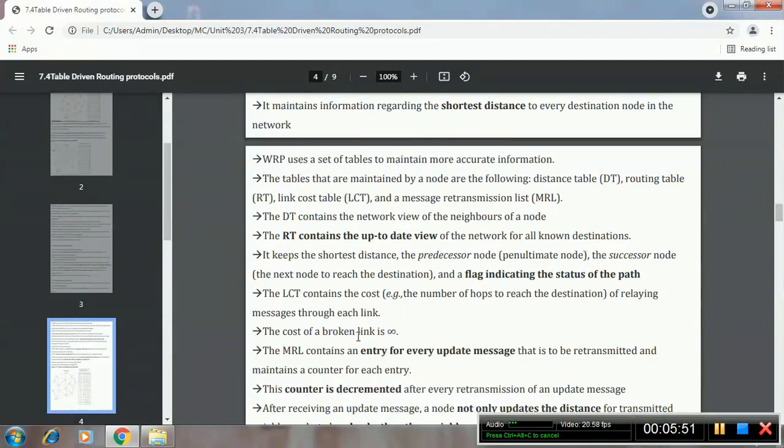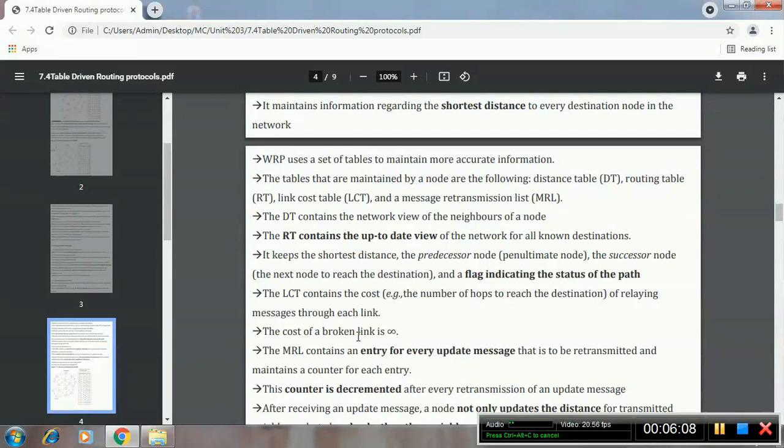Next, the RT, the routing table, contains the up-to-date view of the network for all known destinations. Up to date means if there are any changes in the network, every change is going to be updated. So that is called the routing table.